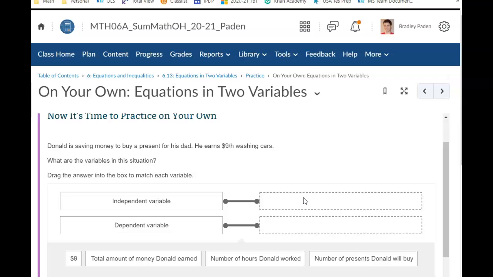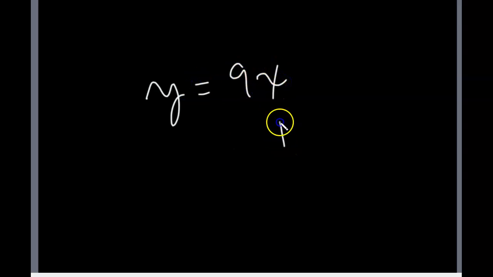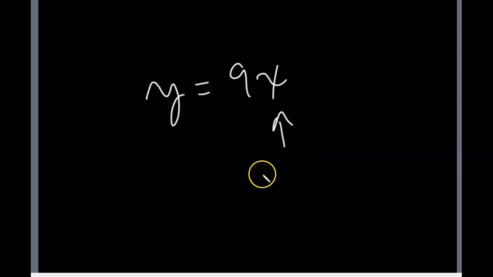Donald is saving money to buy a present for his dad. He earns $9 an hour washing cars. What are the variables in this situation? $9 per hour. So it looks like the independent variable is going to be the number of hours. I would write this like this. y is equal to 9x. If x is number of hours working, $9 per hour, I know they're calling it h, but that's the number of hours worked.